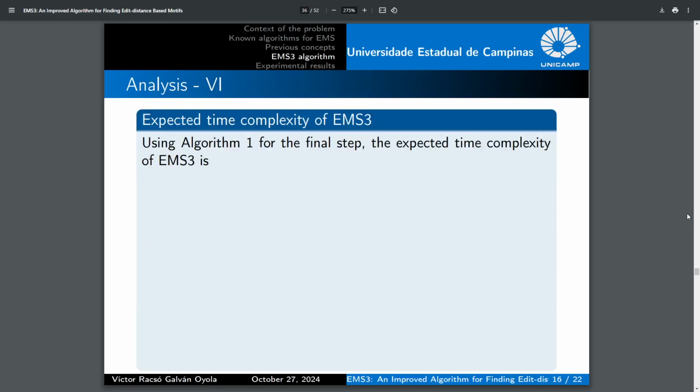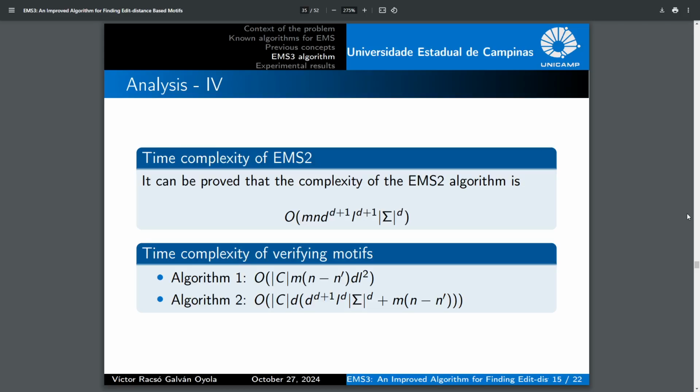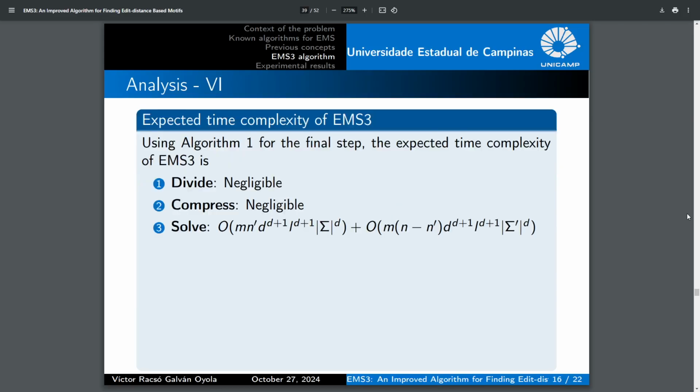So, the expected time complexity of the EMS3, we are going to see step by step. The first step and the step 2 are negligible because they are almost linear. The step 3 is this one because we're going to just replace this formula of the EMS2 in the sets of I2 and I1. We have this merge part that we can actually compute C2 sorted, so we can use binary search to search for checking existence of the compressed version of each string of C1.